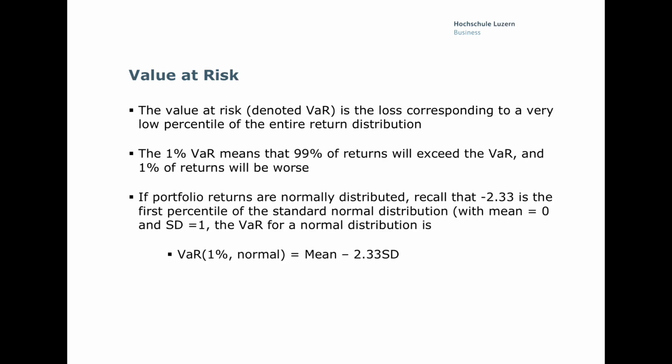Recalling from the previous slide, the minus 2.33 is the first percentile of the standard normal distribution with mean 0 and standard deviation equal to 1. The value at risk for normal distributions is shown as in the formula below. The mean minus 2.33 times the standard deviation. To obtain a sample estimate of value at risk, we sort the observations from high to low, and the value at risk is the return at the first percentile of the sample distribution.